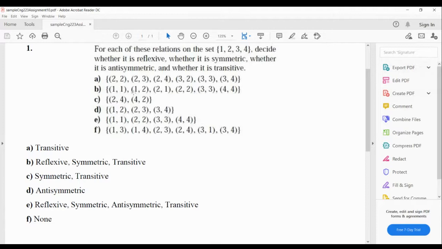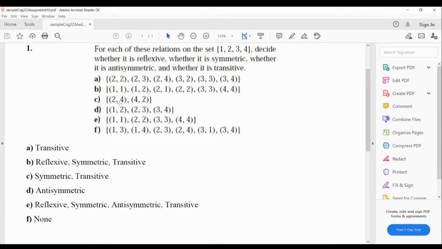So for part B, I see 1. I see also 1, 1. I see 2. I see also 2, 2. 3, 3, and 4, 4 are also there. So this one should be reflexive. This is okay. This is reflexive.